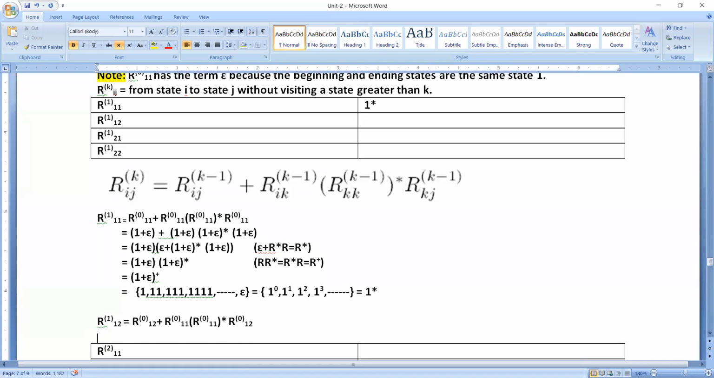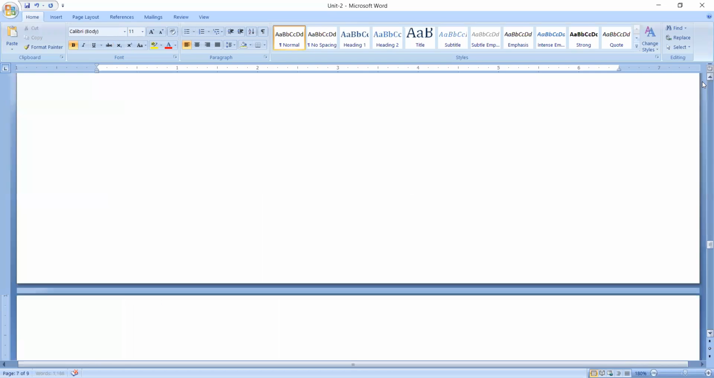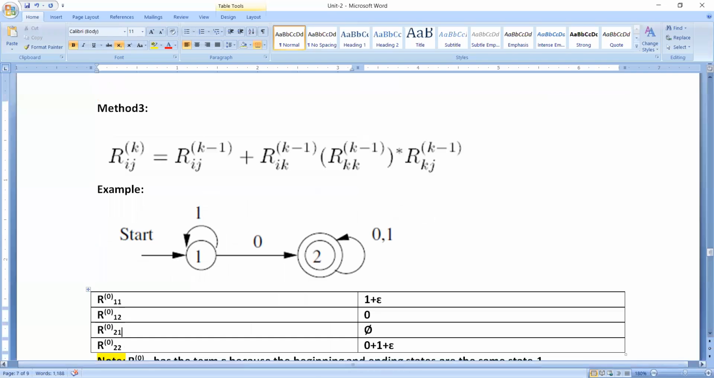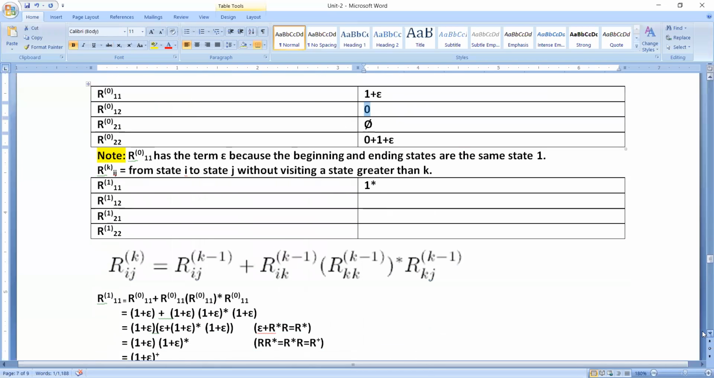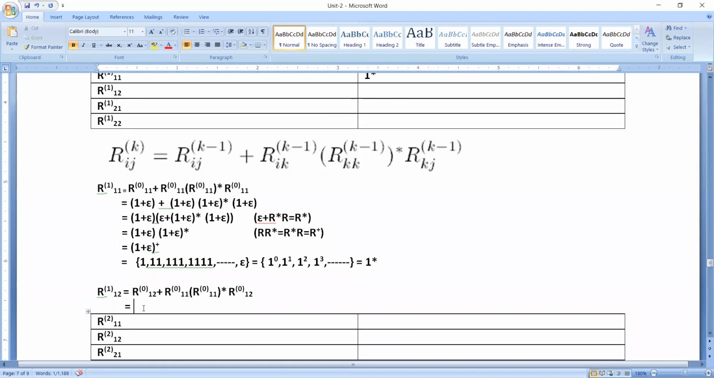So already we have simplified some of this in terms of powers of zeros. Now you can see here, what is R power 0 of 1 2? The R power 0 of 1 2 value is 0. So let's go ahead and try to solve this. This is 0. 0 plus, what is R power 0 of 1 1? See here, R power 0 of 1 1 value is 1 plus epsilon. So hence I am going to use 1 plus epsilon, let me copy this, 1 plus epsilon.